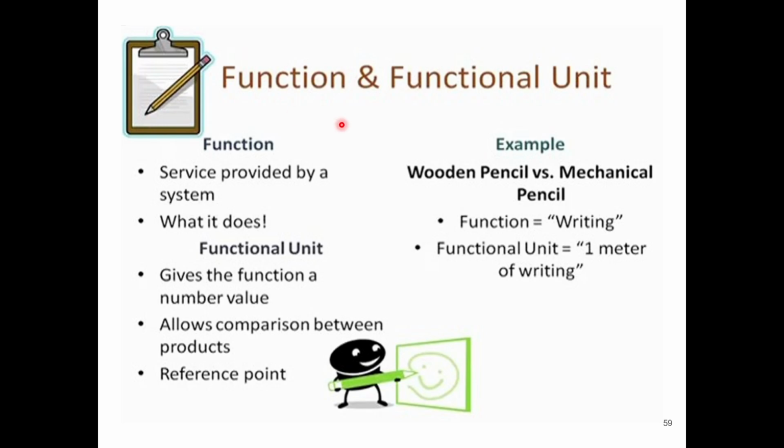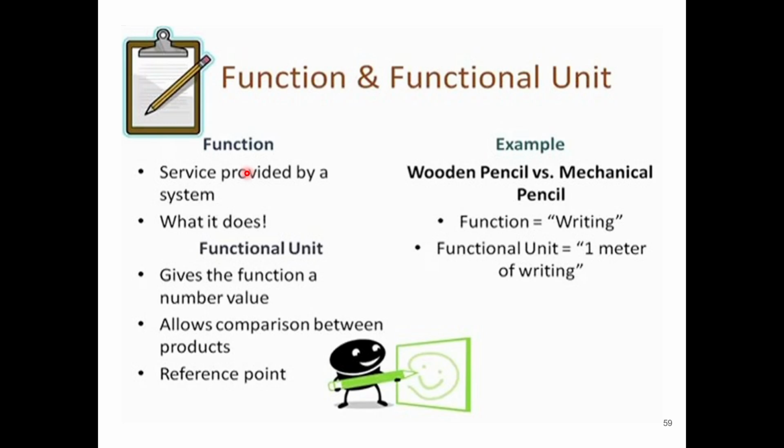So basically in an inventory analysis, one of the main requirements is the function and the functional unit, okay. So what is function? Function basically is the service provided by a system, or what it does. Roughly, if we say what it does, that is the function. And functional unit basically gives the function a number value, and it allows comparison between products, okay. And it is a reference point, okay.